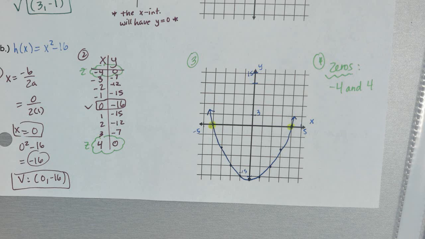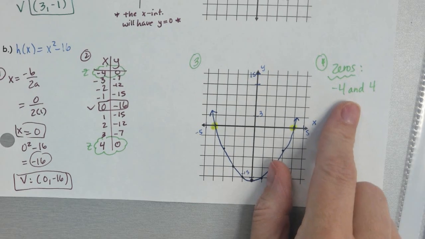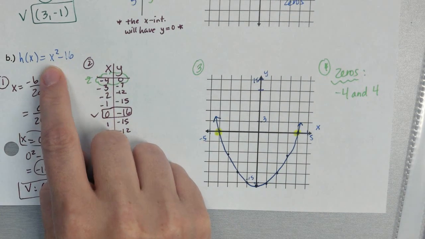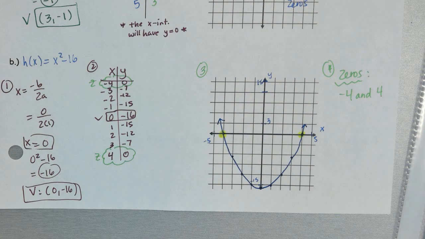What do we do with the zeros? What do you mean? Like, why do we need to have them? Oh, so they're asking you for the zeros. The zeros are the solutions to the equation, which means if you were to plug -4 in for x and 4 in for x, it would make it a 0. So those are the solutions.